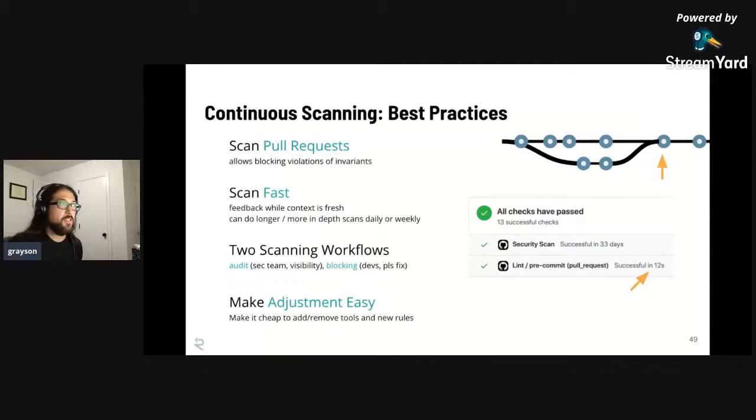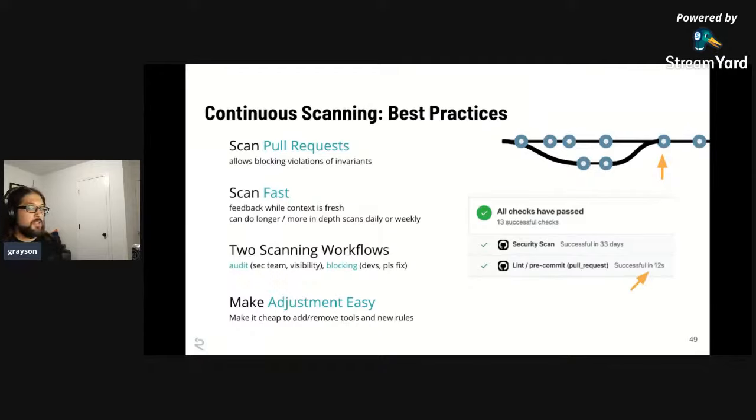If you're in the CI/CD pipeline, then you need to be fast. The reason for this is, well, nobody likes slow stuff, but even more important than that, the sooner you can provide feedback, the fresher the context is to whoever's working on it. So the chances are higher that they'll be able to fix it without much extra work.